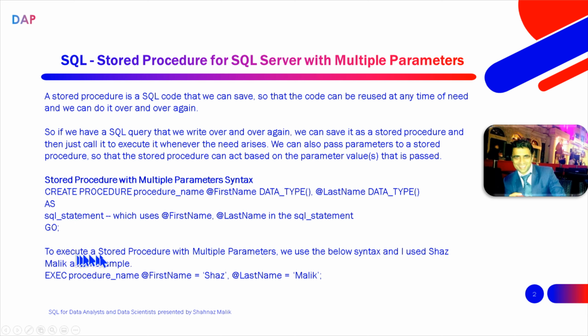Once you have created it, if you want to execute the stored procedure, I have just used Shaz and Malik as an example. So you write exec, the procedure name, and then you give the first parameter equal to Shaz and the second parameter equal to Malik, and these will be separated by commas. As you know, it's a string, so it will remain under quotes. So that's it. It's not really difficult. It should be a piece of cake now.